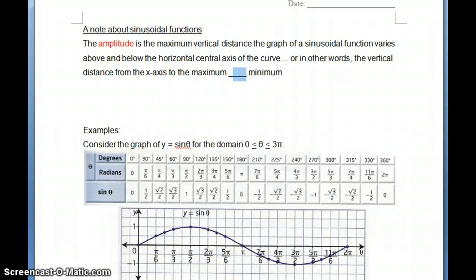Looking down here, the horizontal central axis, in this case because sine is in standard position, is that little line there that would horizontally cut your graph in half.